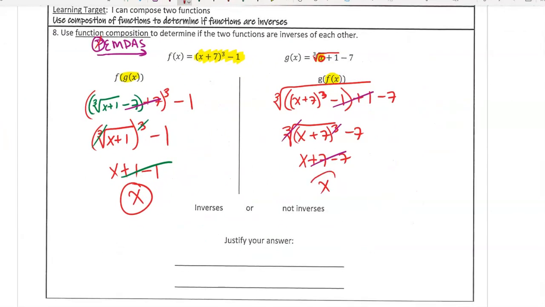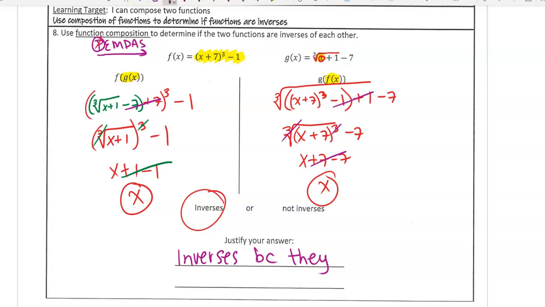So now, are these inverses? Yes, they are most definitely inverses. Now on your test, you are going to have to explain whether they are inverses or not and why. So make sure you know this part. These are inverses because they both, keyword both, simplify to x.